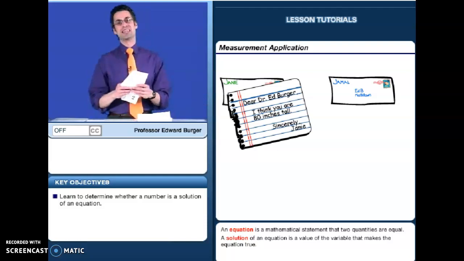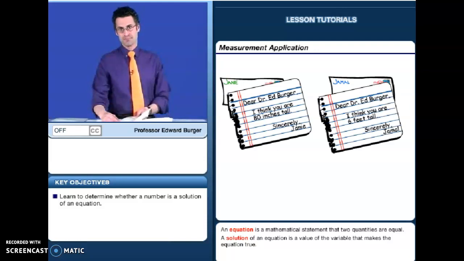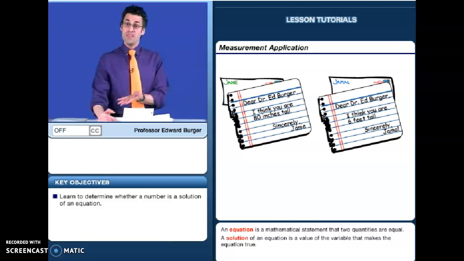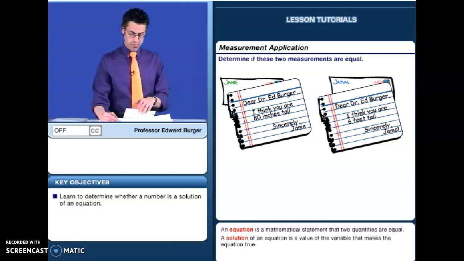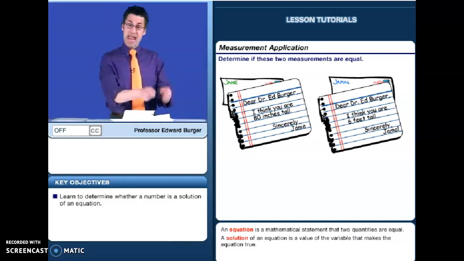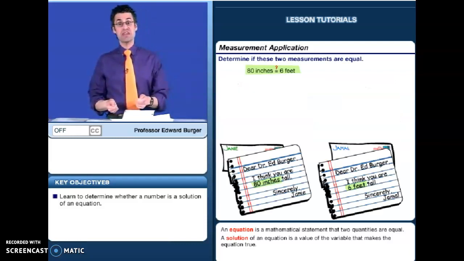Let's see what Jamal wrote. He probably tells me that he thinks I'm great. Let's see what he says. Jamal says he thinks I'm 6 feet tall. Okay, well, the question, though, is, are these the same answer? What does that mean? Can I both be 80 inches tall and at the same time be 6 feet tall?